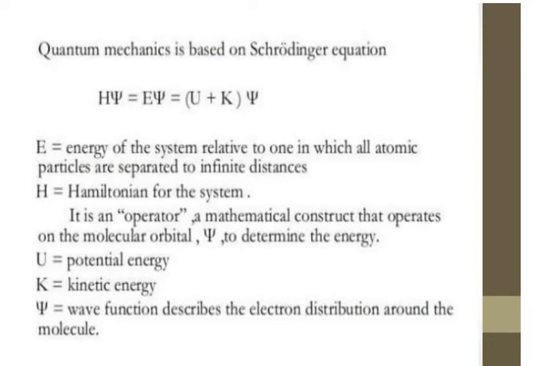So, quantum mechanics is based on the Schrodinger equation: H psi is equal to E psi, which is equal to U plus K psi. E is the energy of the system related to one in which all atomic particles are separated to infinite distance. H is the Hamiltonian for the system, an operator, a mathematical construct that operates on the molecular orbital psi to determine the energy. U is the potential energy, K is the kinetic energy, and psi is the wave function describing the electron distribution around the molecules.